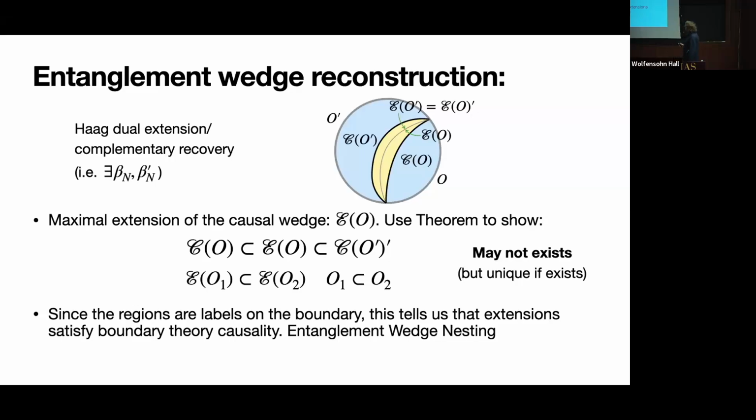Okay, so then what do we mean by an entanglement wedge? Well, an entanglement wedge is the maximal extension of the causal wedge. If I take the causal wedge, I can try to extend it further out, doing some kind of reconstruction maps. These reconstruction maps may or may not exist. If they do exist, there may or may not be a maximal one. That means one where I can do reconstruction in some region E of O, and in the complement region, I can do reconstruction in E of O prime, and these are commutants of each other. That means an entanglement wedge in my language is just a Haag dual extension of these causal wedges. It satisfies all the properties we expect.